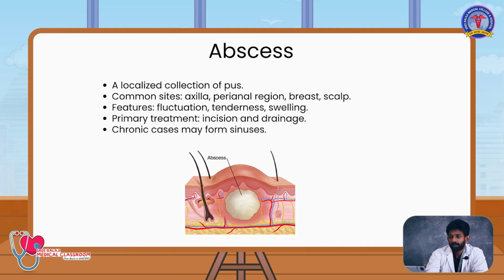Abscesses. First, we'll look into the types of abscesses and the features. An abscess is a localized pus collection due to a pyogenic infection. The most common sites of abscesses are the axilla, the perianal region, the scalp, and the breast. Abscesses are usually a fluctuant and tender swelling. The management of any abscess will be incision and drainage. Chronic abscesses can cause a complication known as sinus formation.